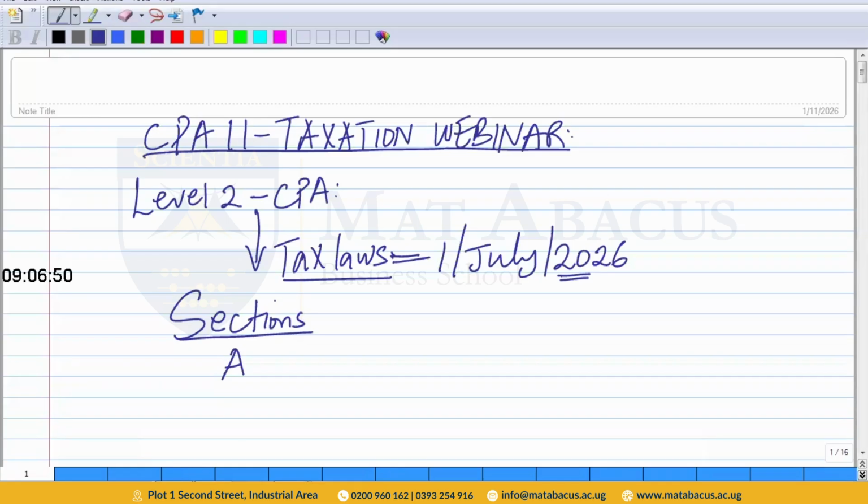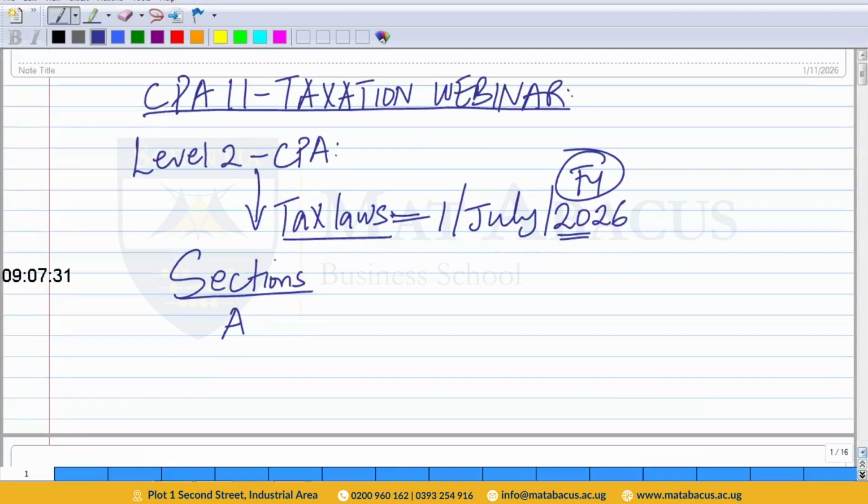We are saying that this paper is on Level 2 CPA, and specifically it is based on the tax laws of the country. The laws are made by Parliament, and they are made effective 1st July 2020, every financial year. So the government, when it reads the budget, incorporates laws that are going to help it raise revenue to support public spending. And one of the ways the government raises revenue is through taxation.